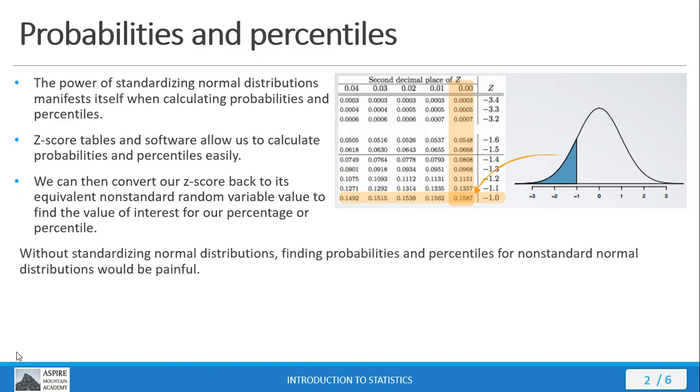If we don't standardize the normal distributions, then it's going to be really painful for us to find the probabilities and percentiles that we're interested in for a non-standard normal distribution. What it would require is to find the equation that represents the density curve for our probability distribution, and then we'd have to use integral calculus to find the area under the curve. We'd have to do this for each and every individual non-standard normal distribution. Wow, what an absolute pain.